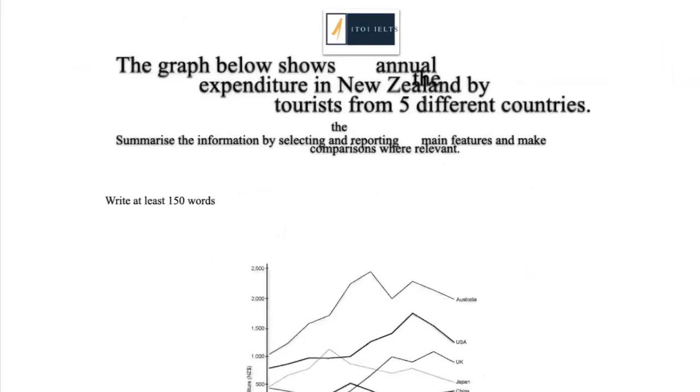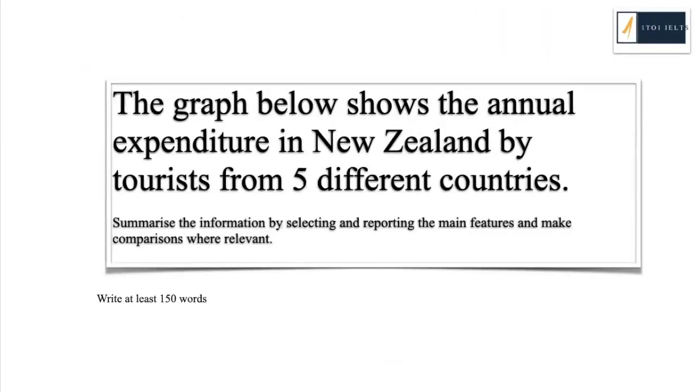So let's focus quickly on the title. It says the graph below shows the annual expenditure in New Zealand by tourists from 5 different countries. We need to summarize the information by selecting and reporting the main features and make comparisons where relevant. Always make sure that you read the title carefully, as it's going to have a lot of important information in it.